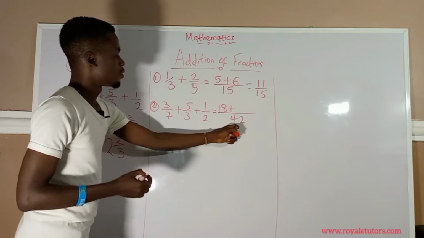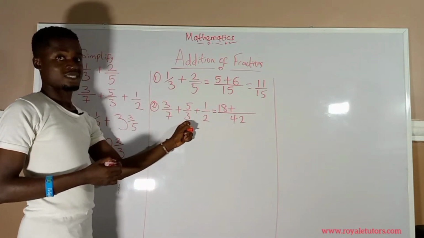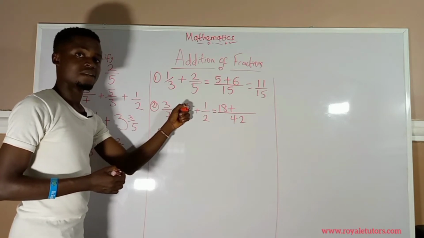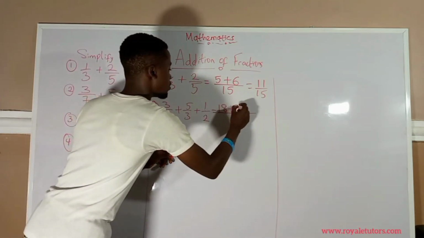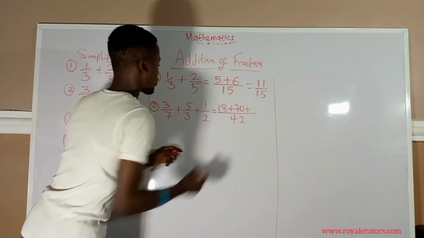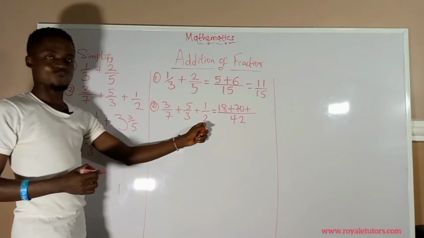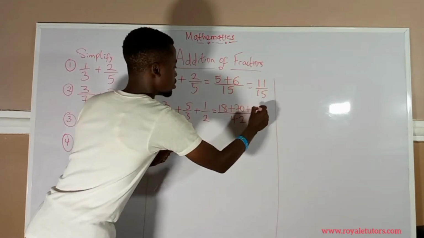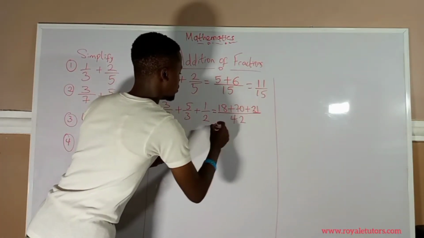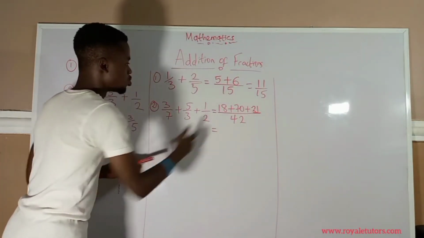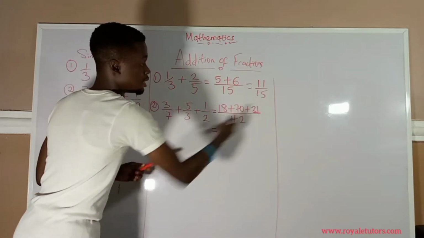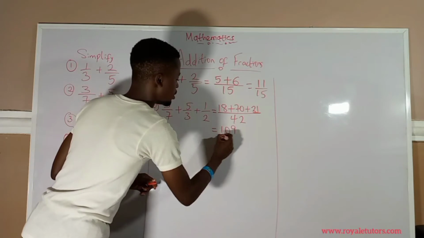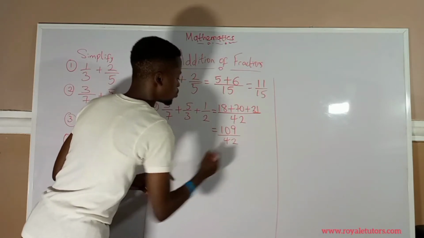plus 42 divided by 3. You have 14. 14 multiplied by 5 is going to give us 70, plus 42 divided by 2. You have 21. 21 multiplied by 1, you have 21. So if you add the three numbers together, this is going to be 88 plus 21. So we have 88 plus 21 will give us 109 divided by 42.